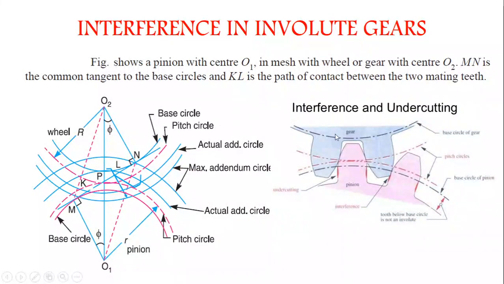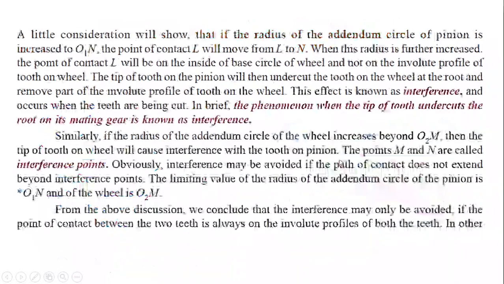Because of this discussion, we conclude about the mating point of the two gears. This is the mating point. The involute profile is mating here. But here the pinion is on the involute profile, while the end of the gear is touching. So the contact point should always be on the involute profile of both the gear and the pinion.